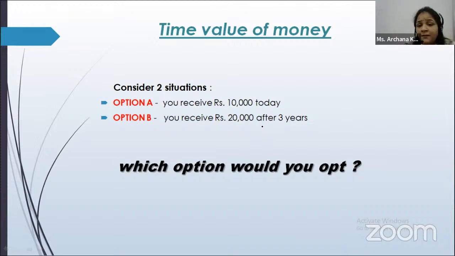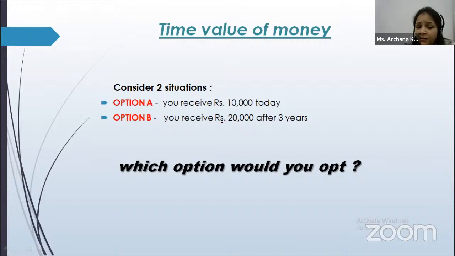So if you are sacrificing your rupees 10,000 today against your current consumption, against your investment, against the risk, what you are getting is 20,000 after 3 years. So it's a win-win situation. Everybody would like to go for option B. But the point to note here is you are sacrificing 10,000 of today for 20,000 after 3 years. This means what? You are getting an extra amount of rupees 10,000.